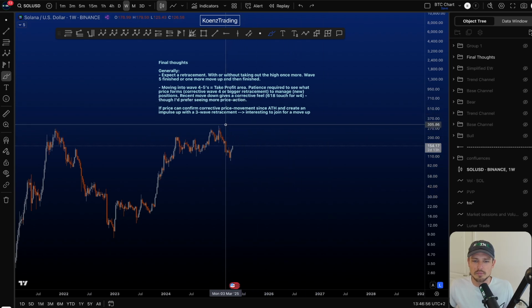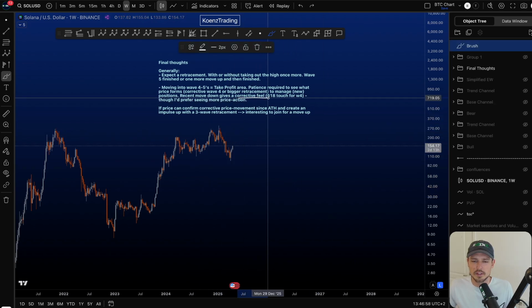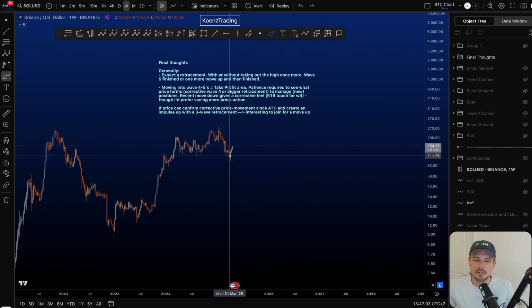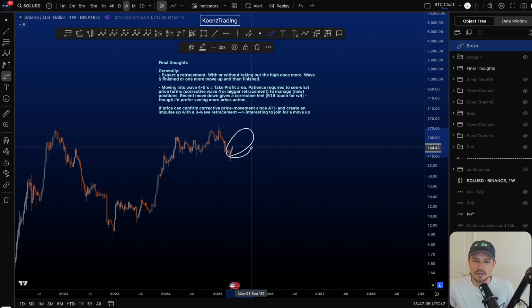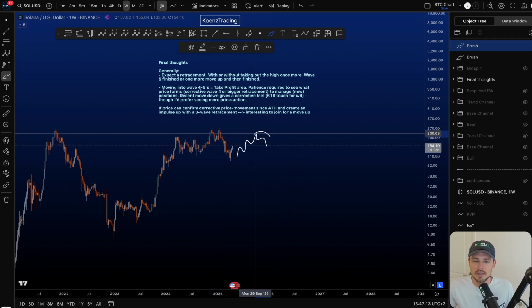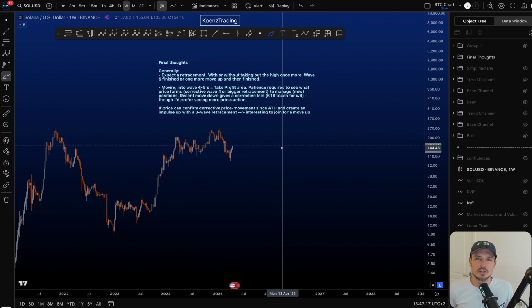And also the move to the downside here does feel a bit corrective with that 0.618 touch for a wave 4. However, I do like to wait for a bit more price action over here. If price can confirm a corrective move towards the downside and also create an impulse 5-wave move up followed by a 3-wave corrective structure, it could be interesting to join and look for potential higher prices.